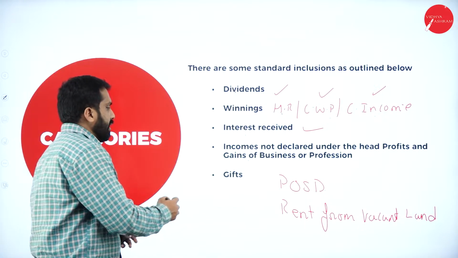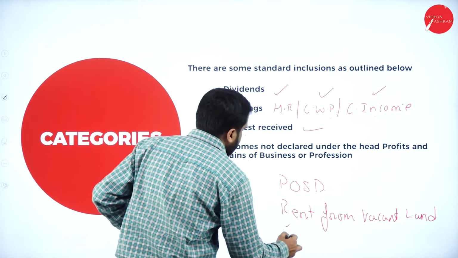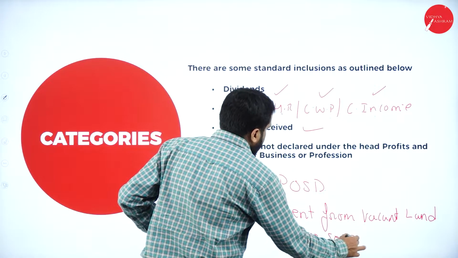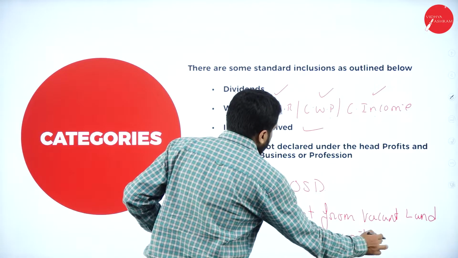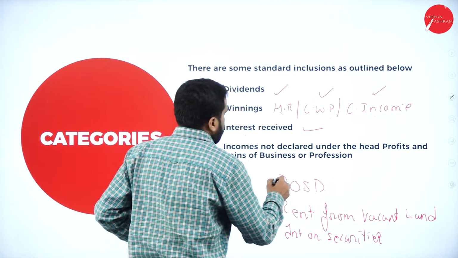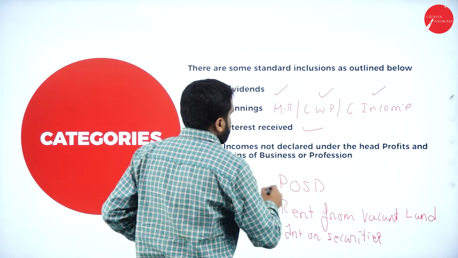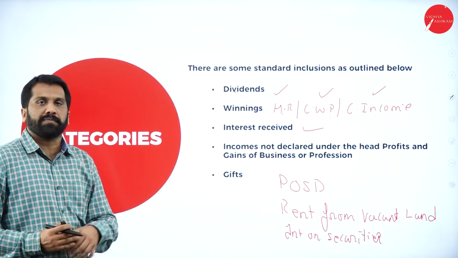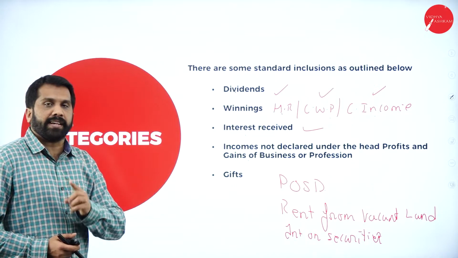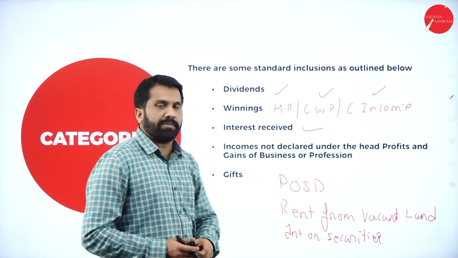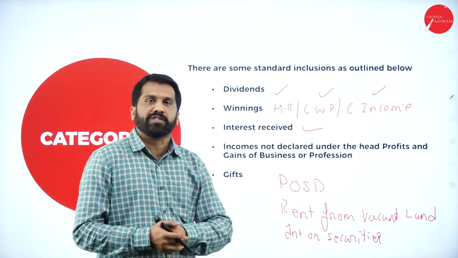It may be like interest on securities, and casual income. These are the incomes which come under income from other source. So hope you got the answer for one question: write any 10 items which come under income from other source.